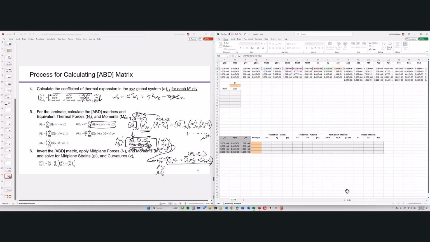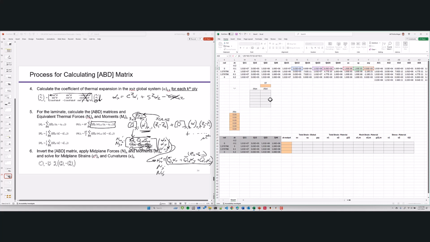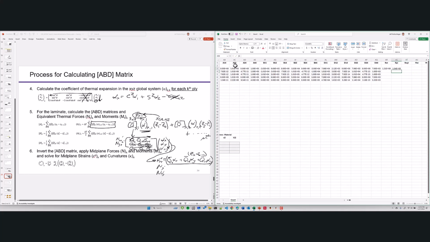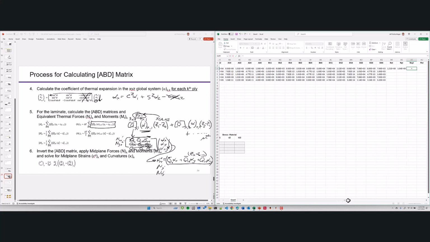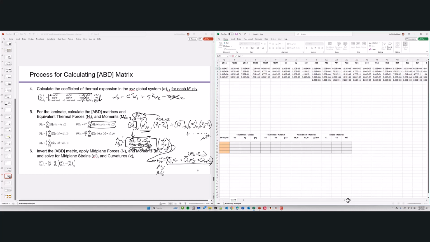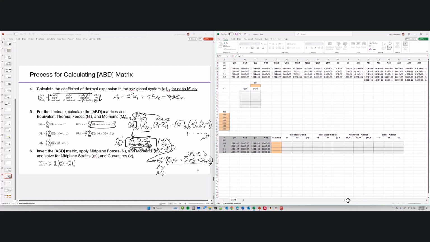Okay, then I need my z k minus z k minus 1. But again, I like doing it in Excel this way because it's really instructive. You deeply understand what's going on with these equations. You kind of have to see it all. Okay, and then I can do my third term, which is going to be Q14 times alpha x, Q24 times alpha y, Q44 times alpha xy. So let me expose everything here, and I think I can even expose to there.